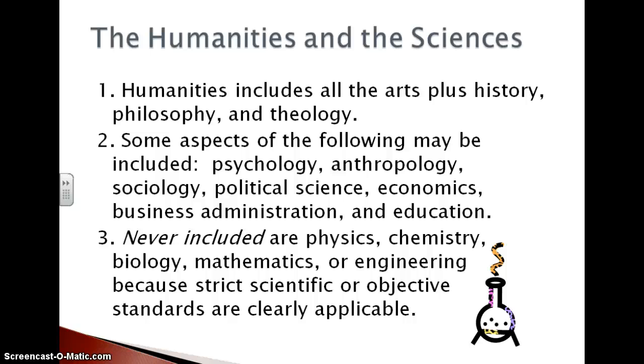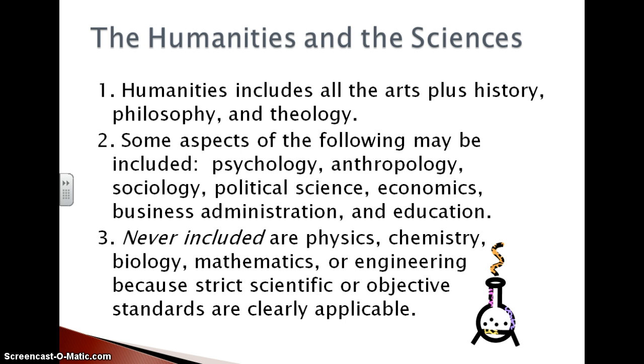So humanities in a big category are all the arts that we've looked at, but the humanities would also include things like history, philosophy, and theology. Other things might be included. There's overlap with psychology, anthropology, sociology, political science, economics, business administration, and education because they deal with people. And while there's some scientific basis for them, they also deal with the factor that people are not machines.